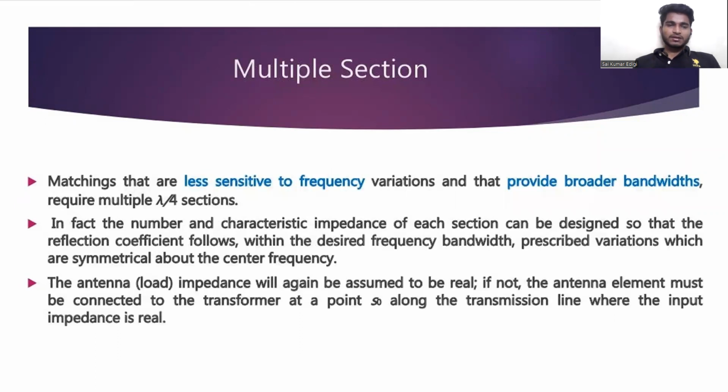Next, the multiple section matching. Matchings that are less sensitive to frequency variations and that provide broader bandwidths require multiple lambda by 4 sections. In fact, the number and characteristic impedance of each section can be designed so that the reflection coefficient follows, within the desired frequency bandwidth, prescribed variations which are symmetrical about the center frequency. The antenna load impedance will again be assumed to be real. If not, the antenna element must be connected to the transformer at a point along the transmission line where the input impedance is real.